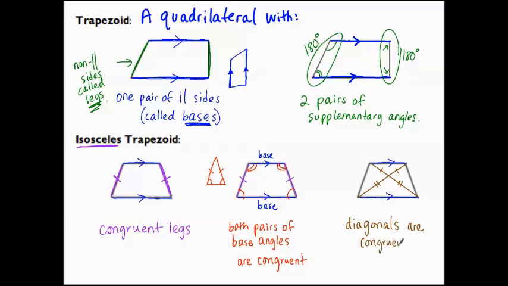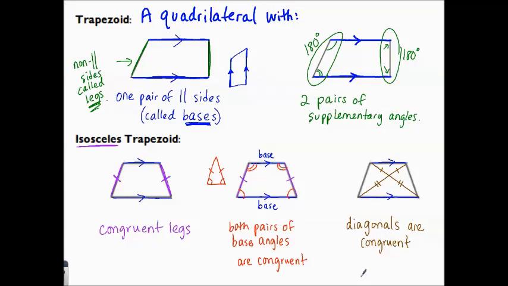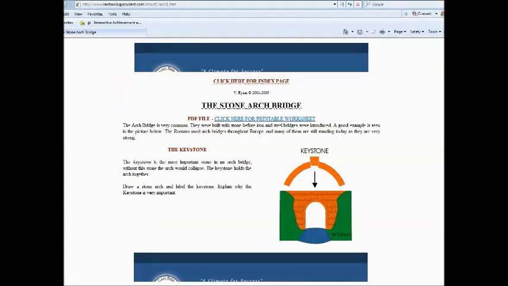Feel free to use the congruent symbol as long as you know what it means. Sometimes people ask, why do we have to learn about all of these special quadrilaterals? Well, these shapes are all around us in the real world. For example, the isosceles trapezoid is a key component of the stone arch bridge. The arch bridge is very common. They were built with stone before iron and steel bridges were introduced. A good example is seen below in this picture.